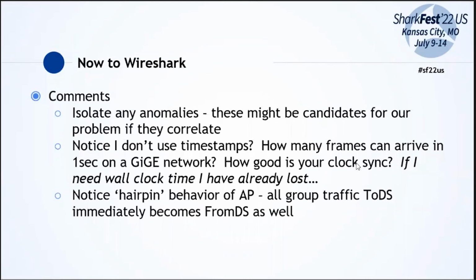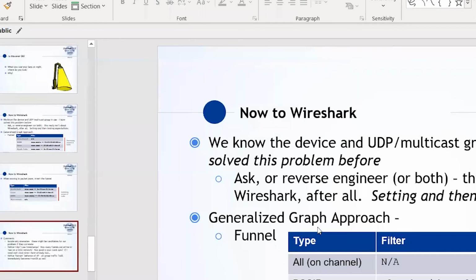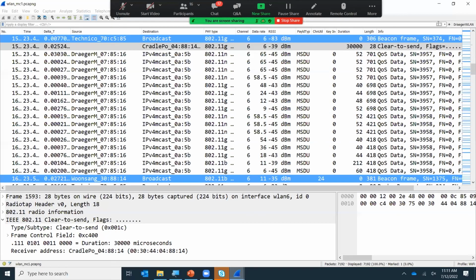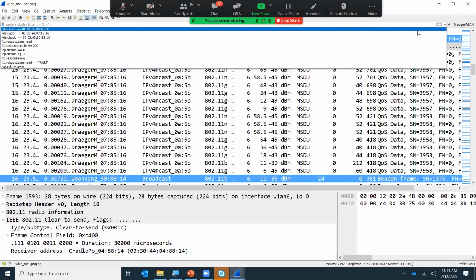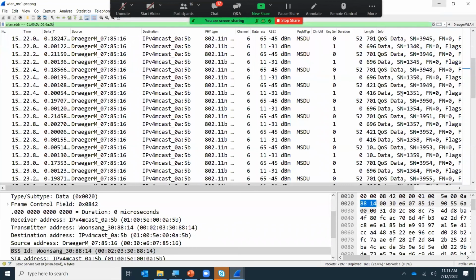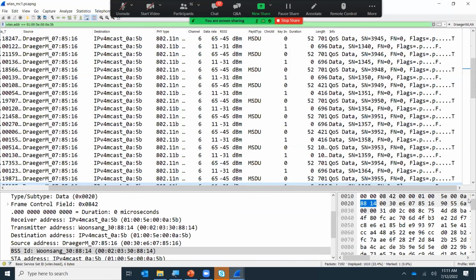Also, notice the hairpin behavior. No one mentioned this. That's fine. I'm going to look at my traffic again. This is just this particular multicast traffic. Have a look at the top one, key index 0, 2, but right after it, key index 1 from the hairpin. So imagine the job of the AP.